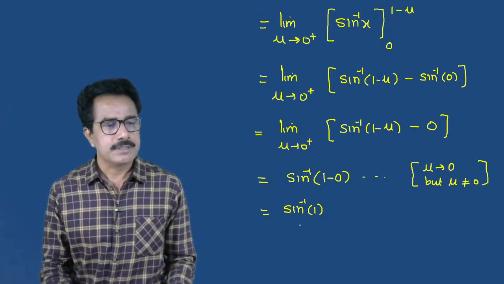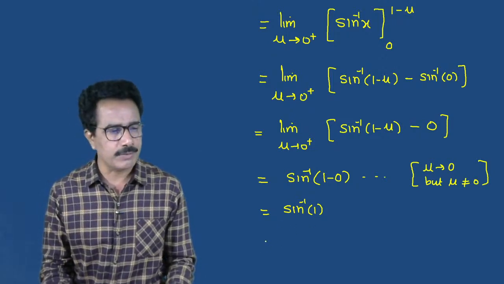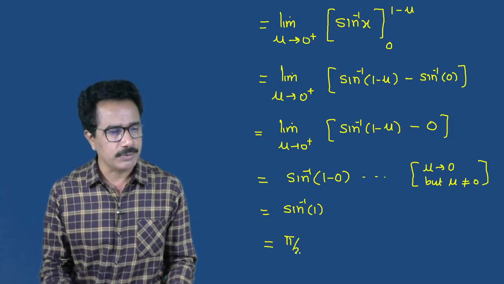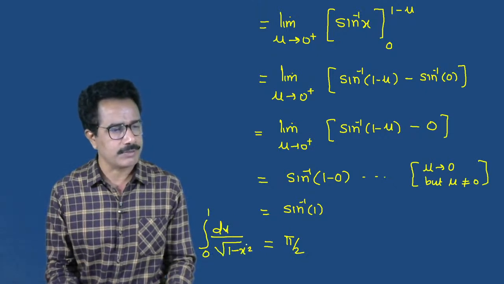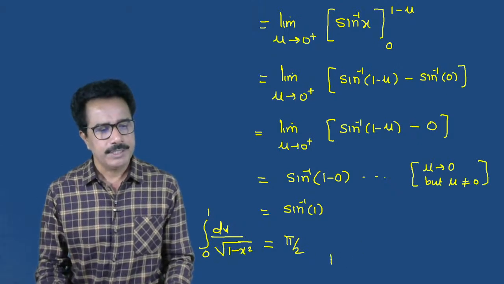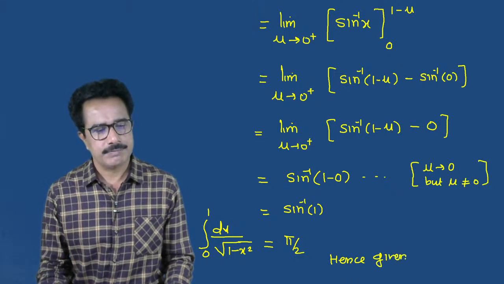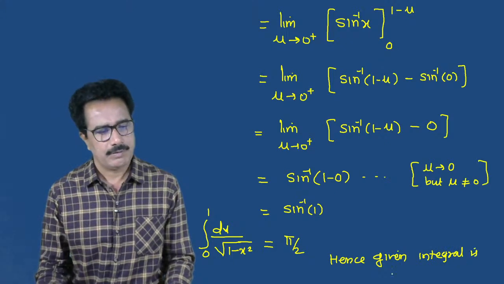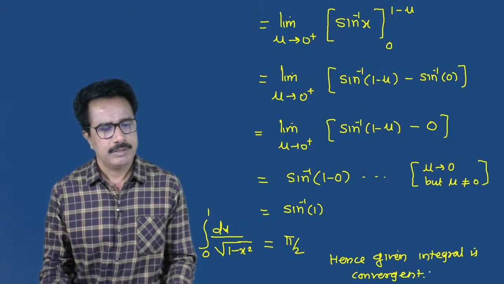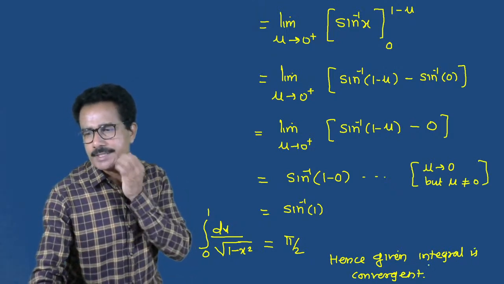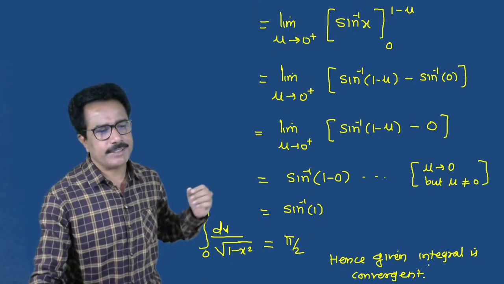Yes, sine inverse of 1, what is the value of sine inverse 1? So that is pi by 2. So integral from 0 to 1 dx divided by root of 1 minus x square is equal to pi by 2. Hence the given integral is convergent. Okay, thus we can take the value.